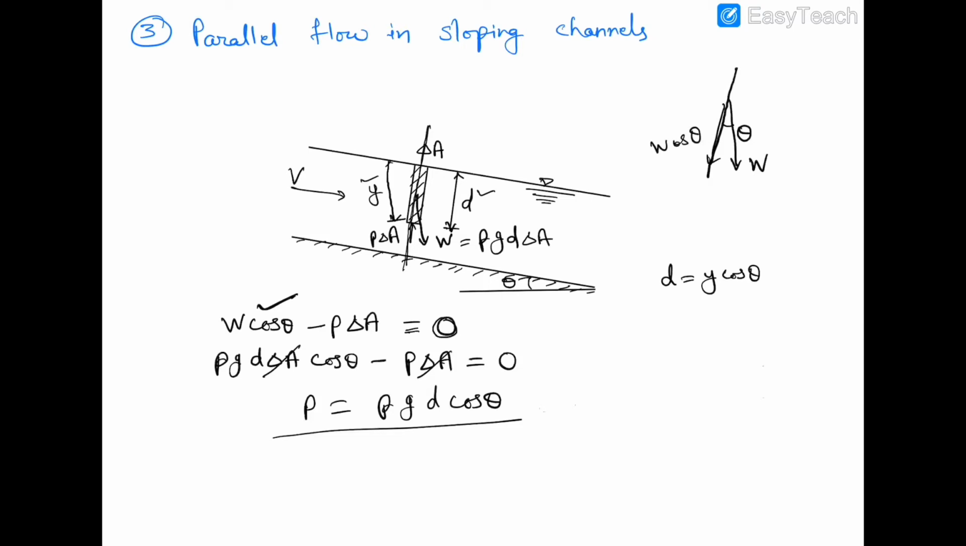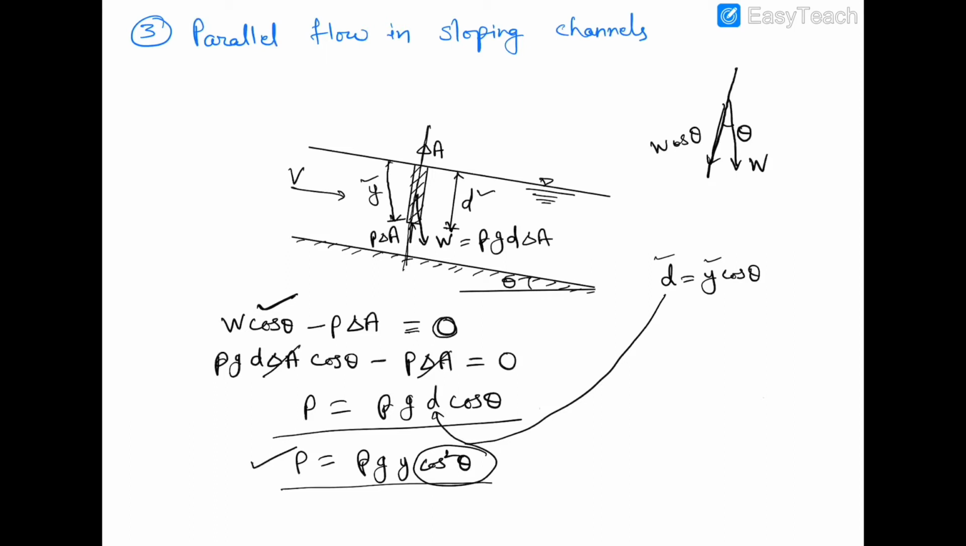In a similar way, we can find the relation between y and d. Now substitute the value of d in this equation, then P will be equal to rho g y cos square theta. Clear? This is the expression of pressure distribution in case of parallel flow in a sloping channel. Remember, this pressure distribution is not hydrostatic pressure distribution. Why? Because here one more term is coming, that is cos square theta.